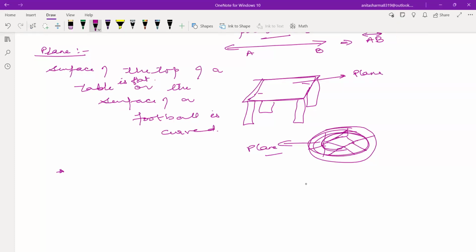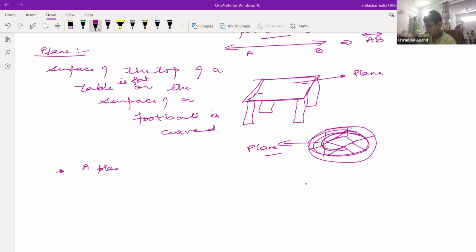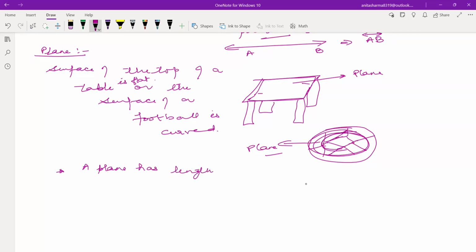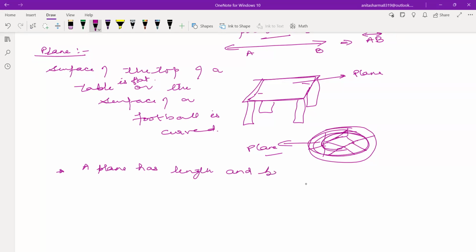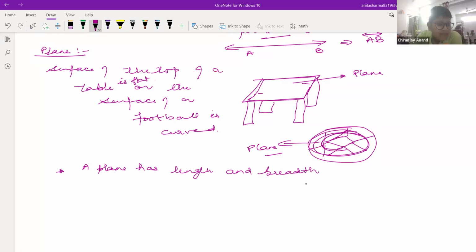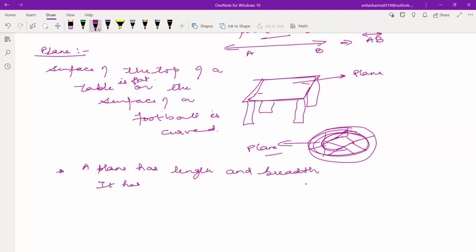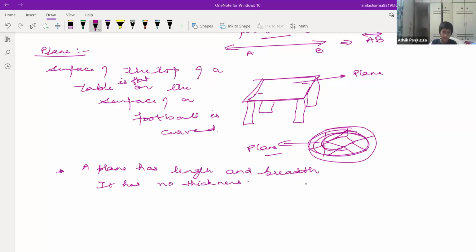So a plane has length and breadth. Chiranjan, voice is coming from your background, beta. A plane has length and breadth, okay? And it has no thickness. Got it, this thing? What do you mean by the plane?